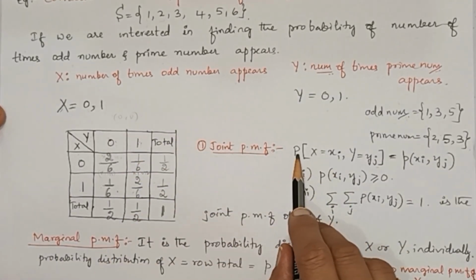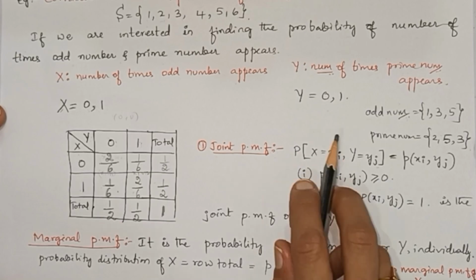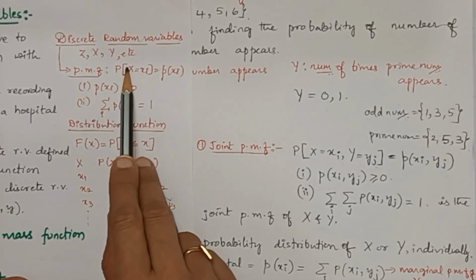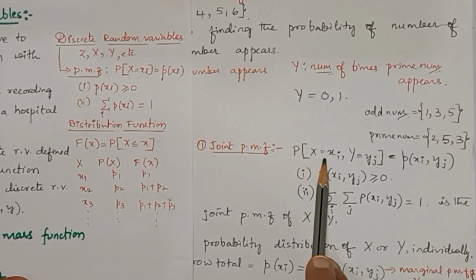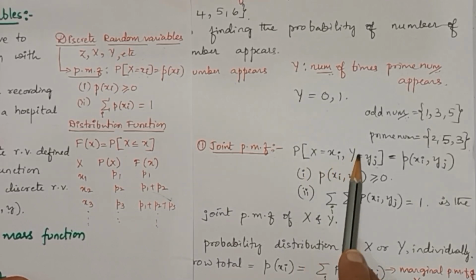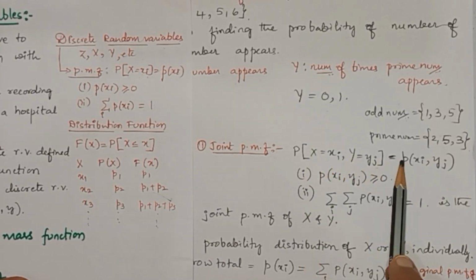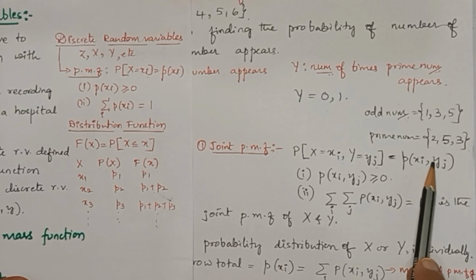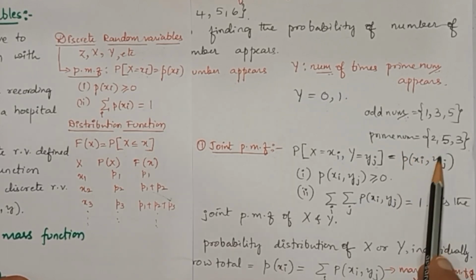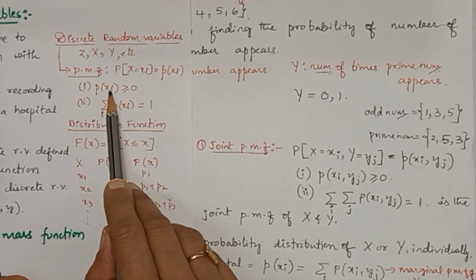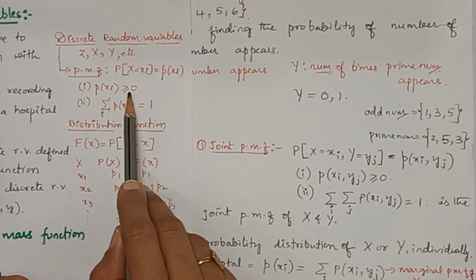So for the joint probability mass function, earlier you had just p of x equal to xi because it was one dimension. Now P of x equal to xi comma y equal to yj is represented as p of xi comma yj. This is your probability mass function. Now the conditions are: all probability values should be greater than or equal to 0.